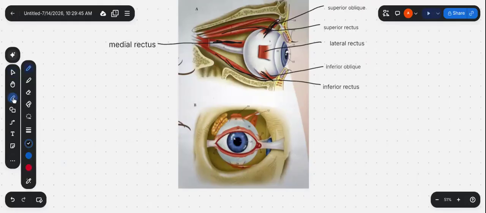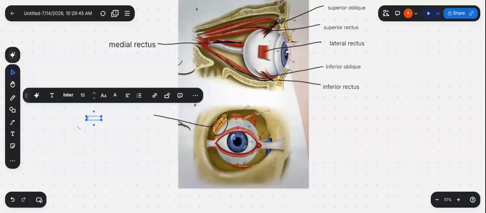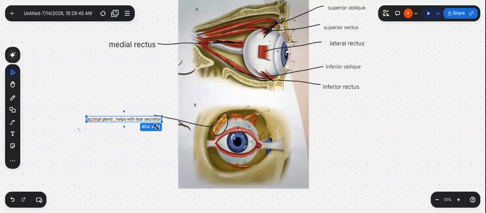All right, you can also see another face-on view of the eye from this region. You can see your lacrimal gland over here. The lacrimal gland helps with tear secretion. So this is your lacrimal gland, and it helps with tear secretion. So that is everything for the eye.